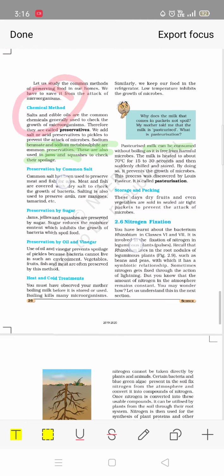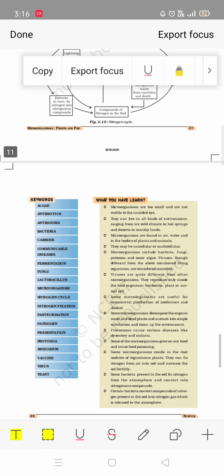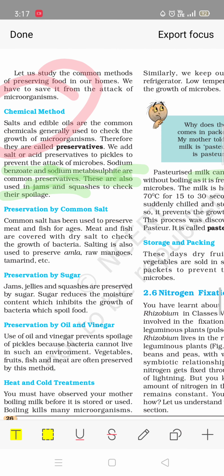So students, there are several methods given to preserve the food. We select one suitable method according to our food items. Like we can store dry food in airtight packs, we need not add chemicals there. But milk we can't store in airtight, so we need to pasteurize that. And jams are also there, we can't give them heat treatment, so we need some kind of preservatives.